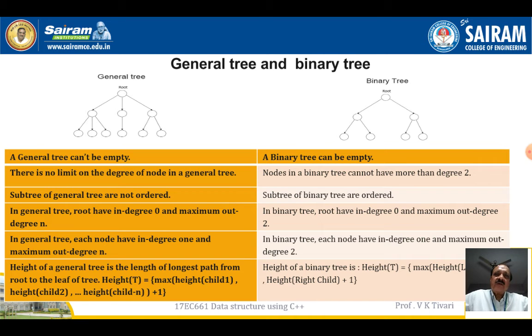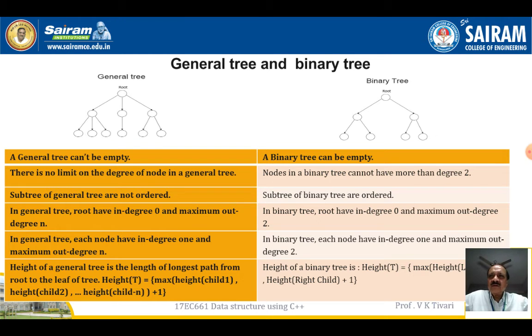General tree and binary tree. It is defined in the figure also. In a binary tree, a parent node has only 2 children. But in a general tree, it is not like that. One parent can have only one child also. The same thing is defined in the tables also.